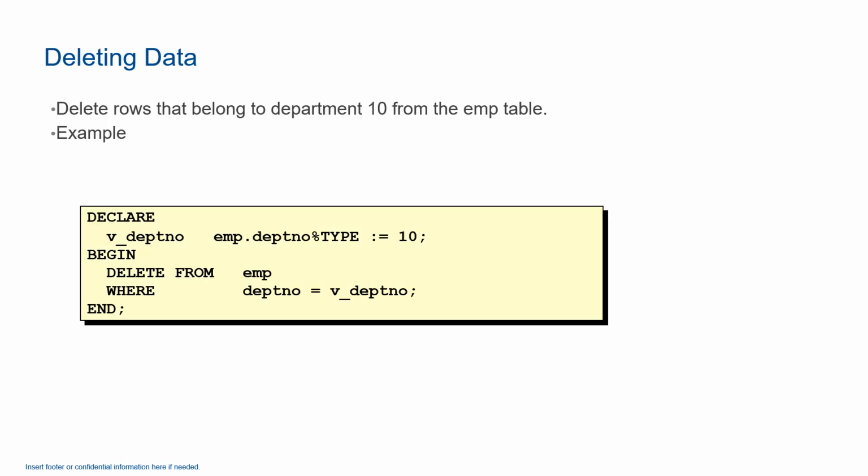Now, deleting the data. How do we delete? It is a simple statement. If we want to delete rows that belong to department 10 from the employee table: DELETE FROM employee WHERE department number is 10. A simple statement to delete the data. So, update and delete.